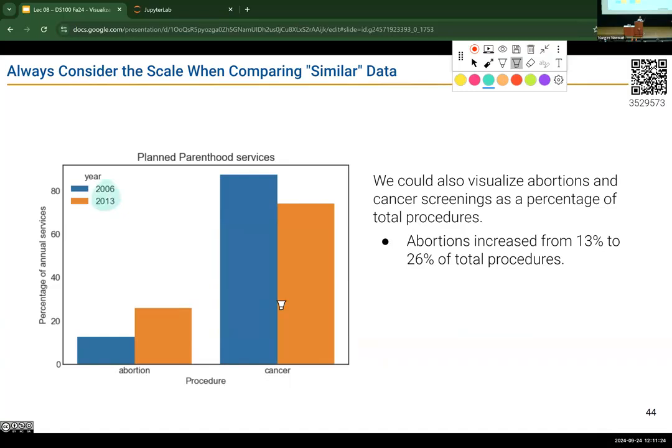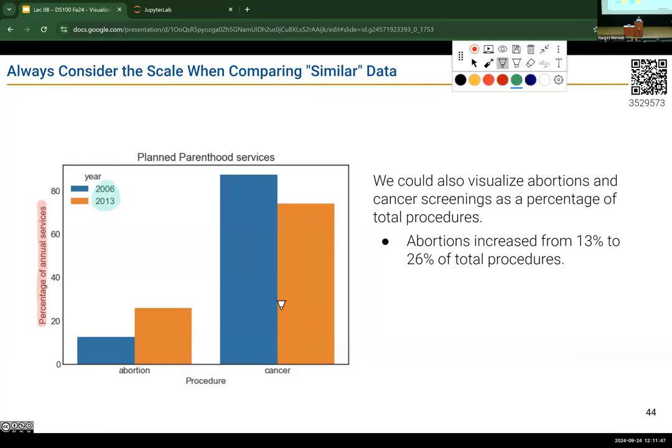What happens in year 2006 and what happens in the year 2013. And what you want is to have different colors for them and have side-by-side comparisons between them. Again, the y-axis is still the same. The scale is the same between them. But again, you can look at the categories. You can look at the category of abortion, the category of cancer.